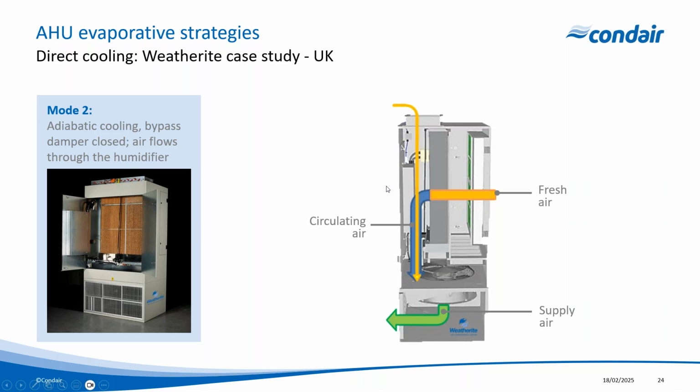And how this works is the bypass damper is closed. So all of the air is forced through the evaporative media system. The media is going to be fully saturated with water. And as the air goes through that evaporative pad or evaporative media, it's going to cool and humidify the air. This can be mixed with recirculating air, return air from the space if needed, mixed in the supply air chamber, and then supplied directly into the space.